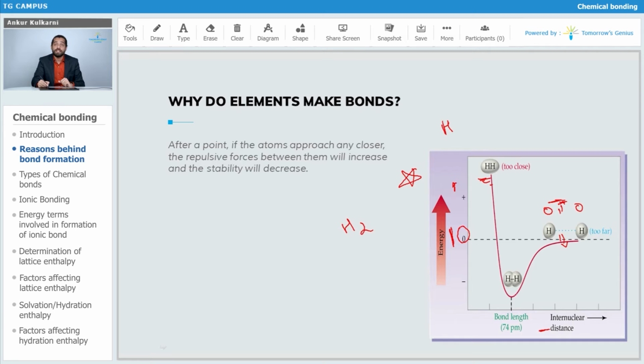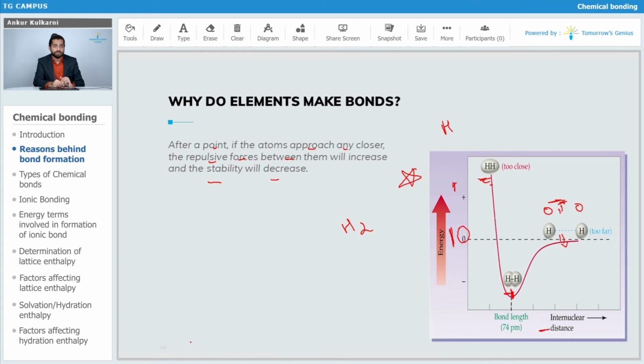But when you look here on the screen, in the graph there is a point when your attractive energy is a little bit more than your repulsive energy. So at that time there is a bond formation, and that is what we are going to look at here. As you can see, after a point, if the atoms approach any closer, the repulsive force between them will increase and stability will decrease. I hope this is clear to you now.